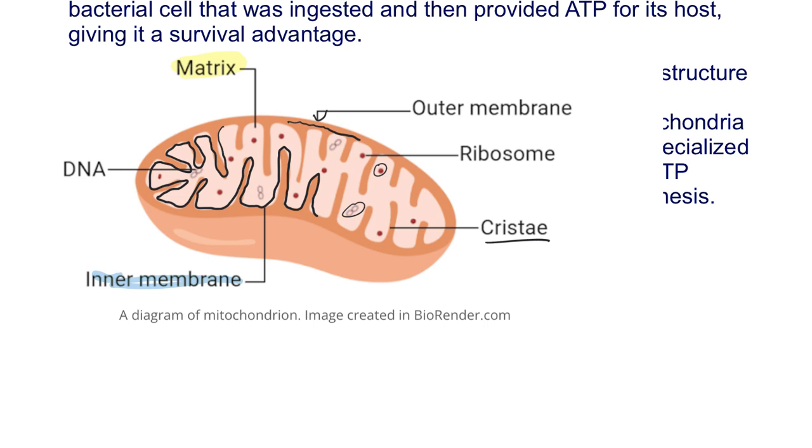Okay, but anyway, this section right there, which they didn't label, is very important. That's called the matrix. That space is like the stroma in chloroplast.